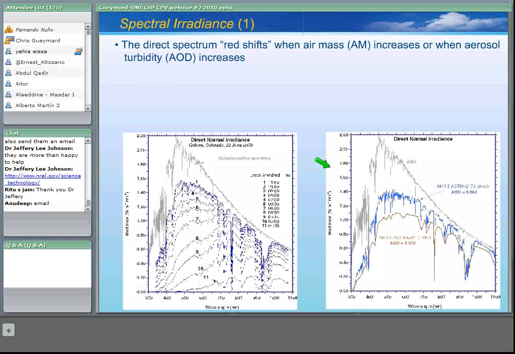Here we have a comparison between the older standard from ASTM, E891 for DNI, and this was the standard that was released in 1987 with a maximum here. The new standard, G173, also from ASTM, was released in 2003. And it has a lower AOD, and therefore the spectrum is quite different. This is again the extraterrestrial spectrum, AM0.